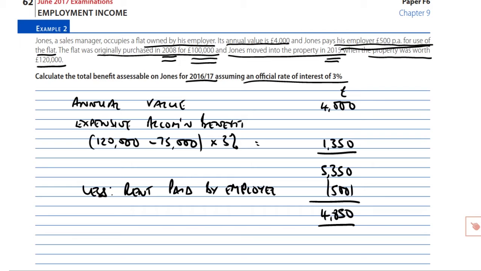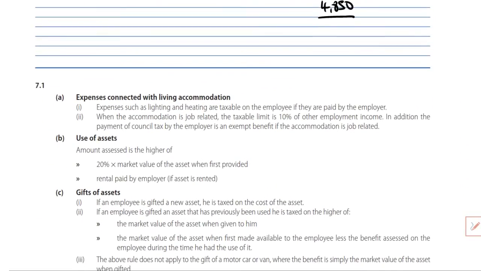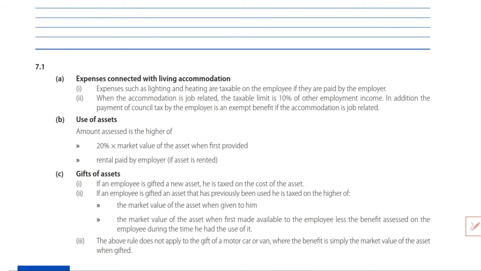So any costs, therefore, incurred by the employer on behalf of the employee are also going to create additional assessable benefits. And if furniture and furnishings are provided, it's a furnished apartment there, or flat, or house, or whatever it might be, then that's another benefit to be computed. So how do we deal with these, therefore? Well, if we just wind on to section 7.1 here, expenses connected with living accommodation. Well, that's very easy because you will be taxed there if they are paid for by the employer. So taxable on the employee if they're paid by the employer.